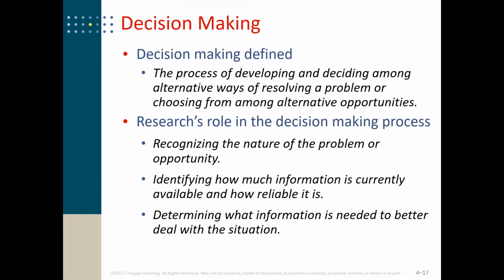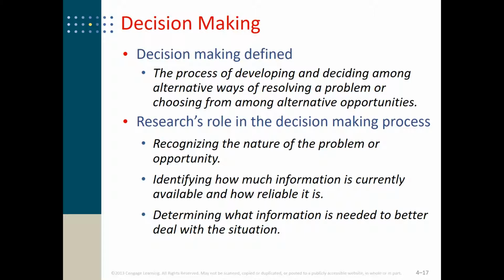Now, decision-making defined. As we have learned in Chapter 1, decision-making involves identifying the problems, understanding the problems, identifying alternative courses of action, and taking the best or the optimum course of action. Now the question is how research helps in this decision-making process.